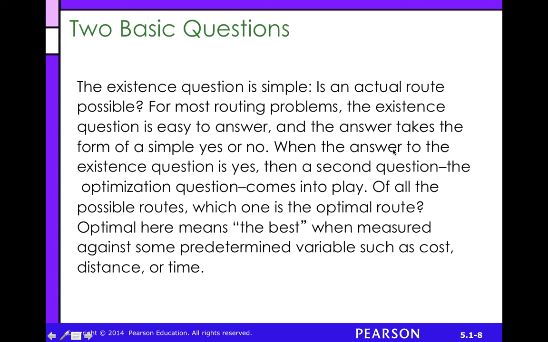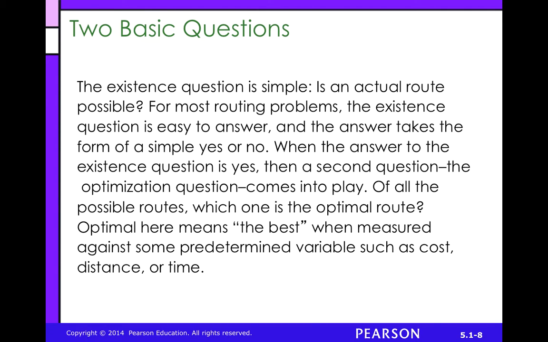For most routing problems, the existence question will be easy to answer once we develop the tools of this chapter, and the answer takes the form of a simple yes or no. However, once you know that there is such a route, then there's a very natural follow-up question, and that is, okay, well, what is it? And if there are multiple optimal routes, what should I take? So these are the kinds of questions we will ask.